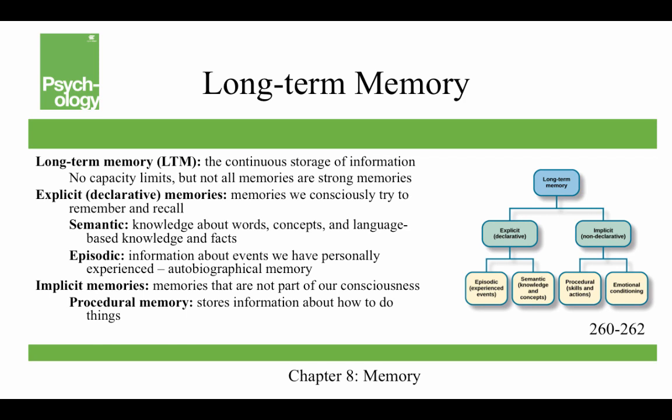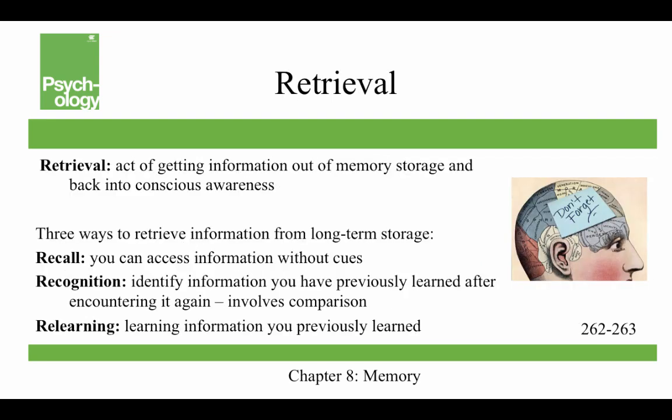Episodic memory is information about events which we've personally experienced, and it's sometimes called autobiographical memory. So people oftentimes remember their first kiss, or a trip that they took, from their past. Implicit memories are memories that are not a part of our consciousness. They're essentially memories formed by behavior. And procedural memory stores information about how to do things, so how to brush your teeth, how to drive a car, how to tie your shoes, things like that.